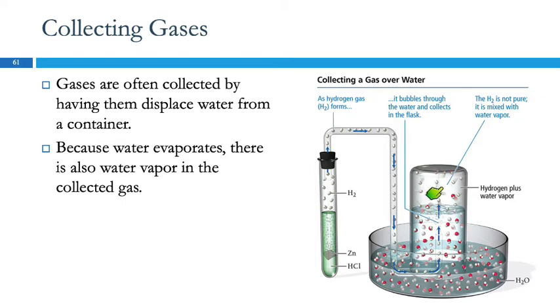As hydrogen gets in here, it's going to displace the liquid water. The water level will go down. But we're not going to have just hydrogen, because water evaporates. And so water will be evaporating from the surface into this space, and so we're going to end up with a mixture of hydrogen gas that we want and the water vapor that we didn't really want. But that's one of the simplest ways to collect a gas.